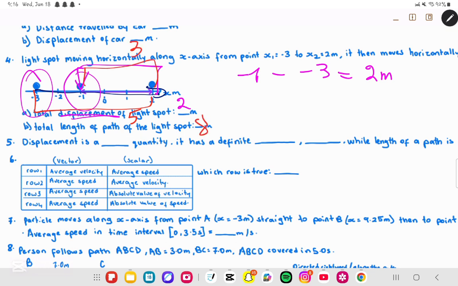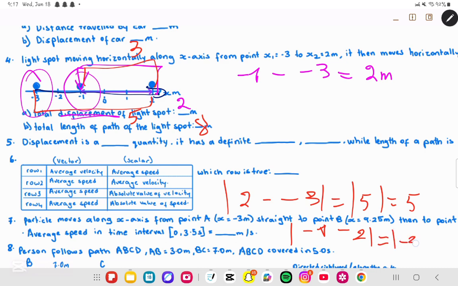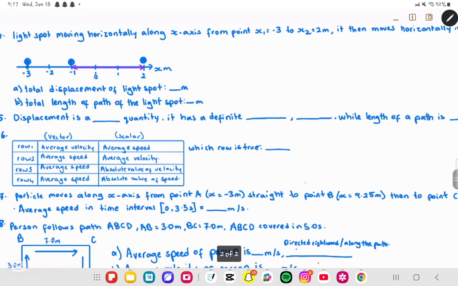You could do it like this, or you can take the absolute value of the net displacement of each phase. So the first phase, what's x final? x final is 2 minus x initial, so minus 3. It will give you the absolute value of 5, which is 5. Then for the second phase, what's x final? It is minus 1 minus x initial, which is 2. Put it in absolute value. So the absolute value of minus 3 is 3. Add them together and you will get 8 meters.